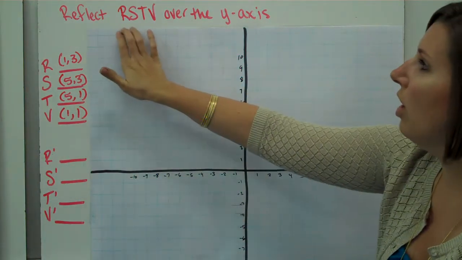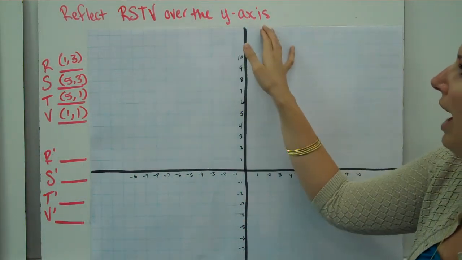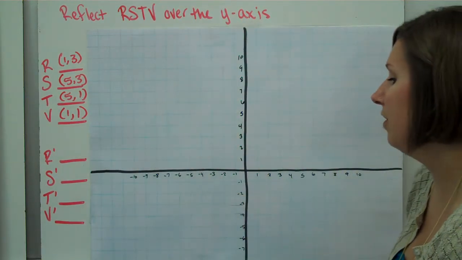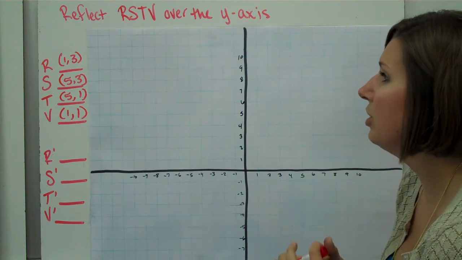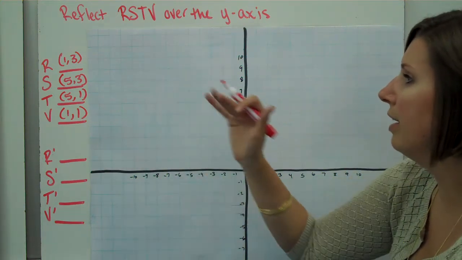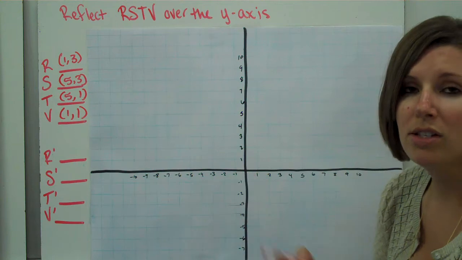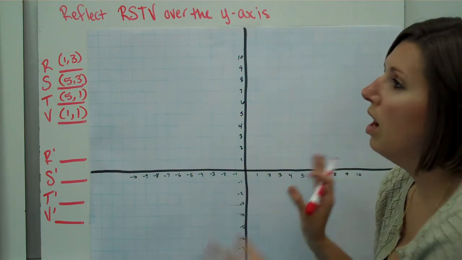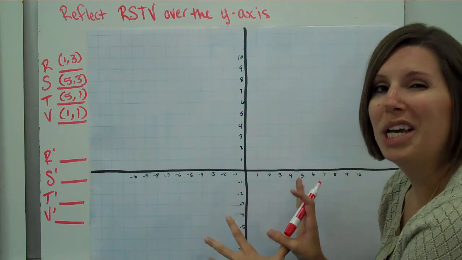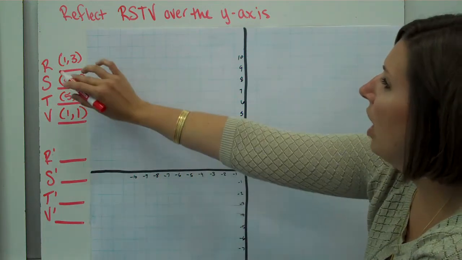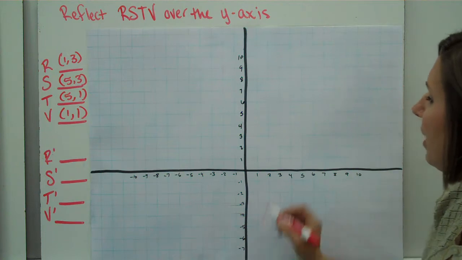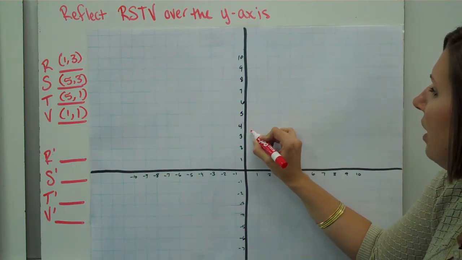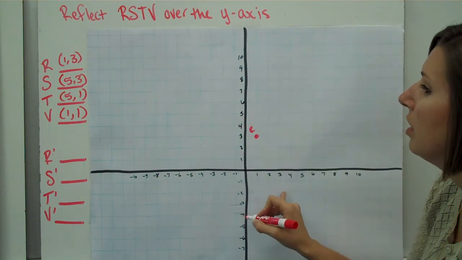It says reflect RSTV over the y-axis, and I've got 4 points. So the first thing I have to do is plot RSTV on my coordinate plane. That's why it's important to know a little bit about the coordinate plane before you get started. So I've got R is 1, 3, so I'm going to plot 1, 3. Once I plot it, I'm going to label it with an R.